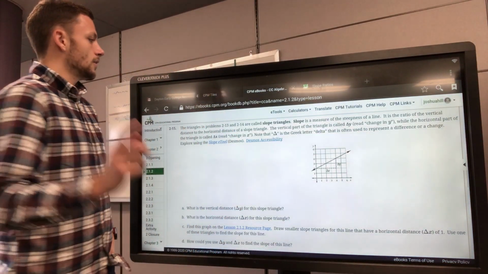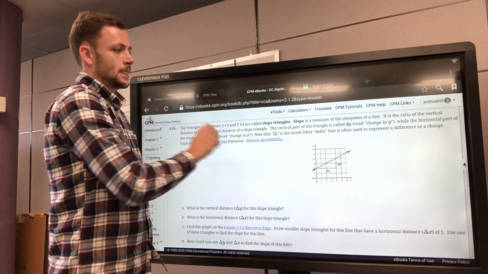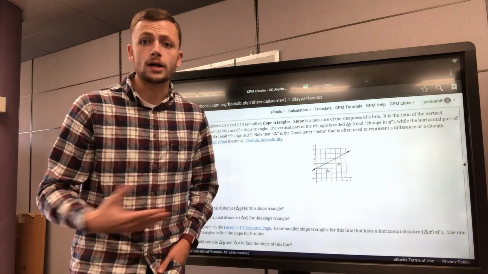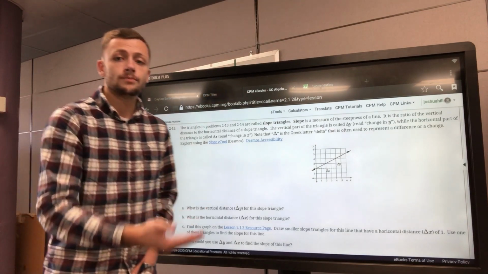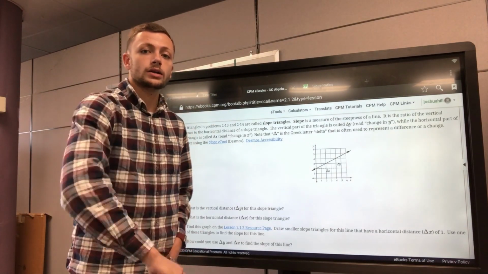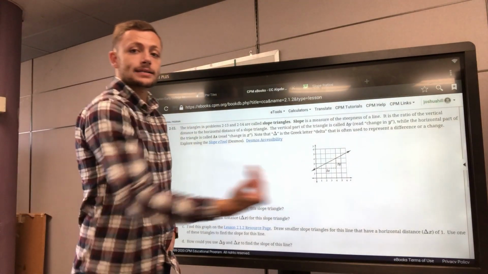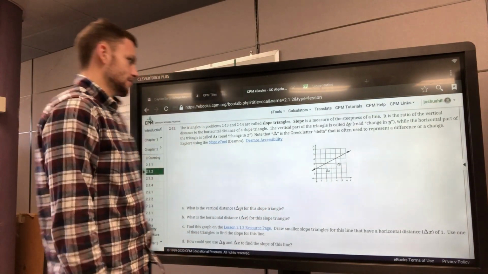But anyways, this Greek letter delta is often used to represent a difference or a change. So delta y, the change in y, or the change on the vertical axis, and delta x, the change in x, or the change on the horizontal axis.